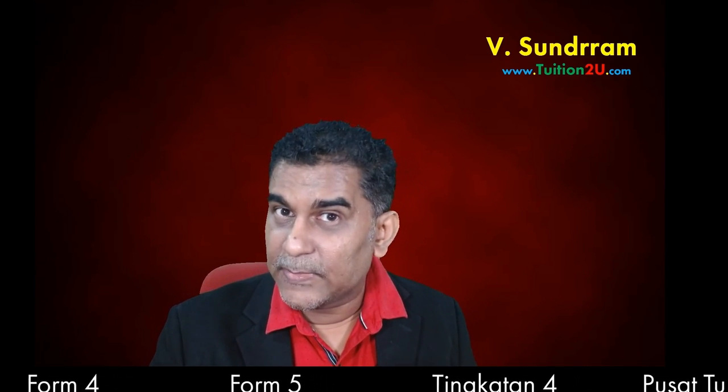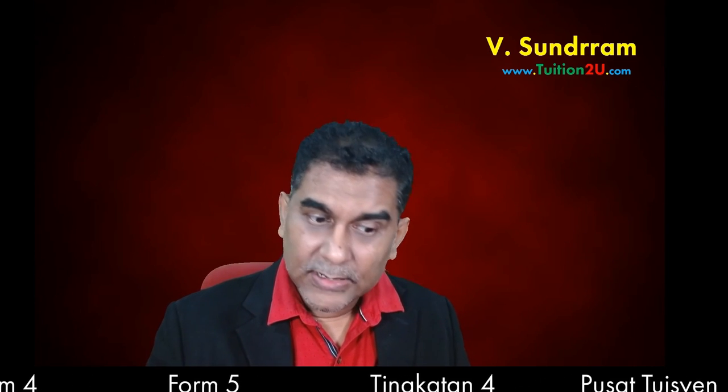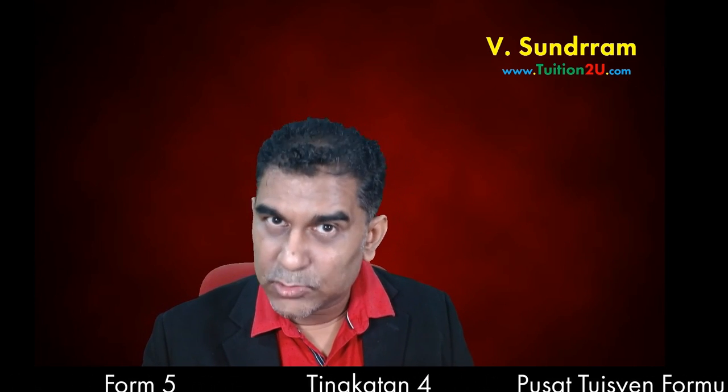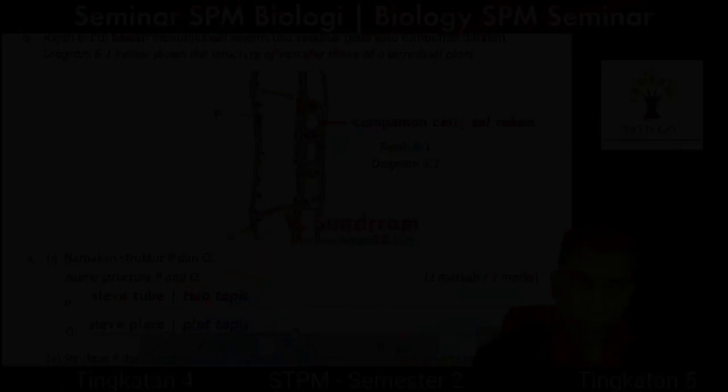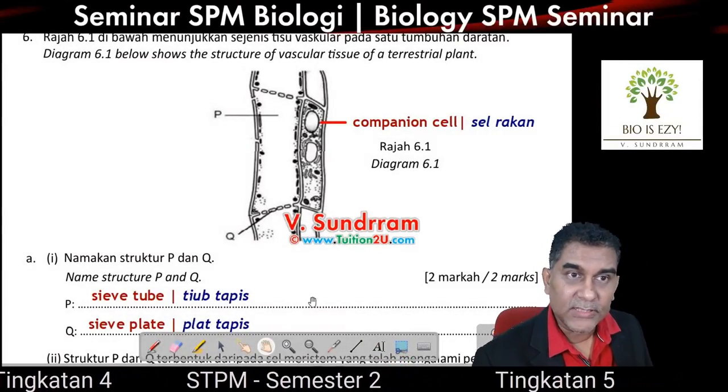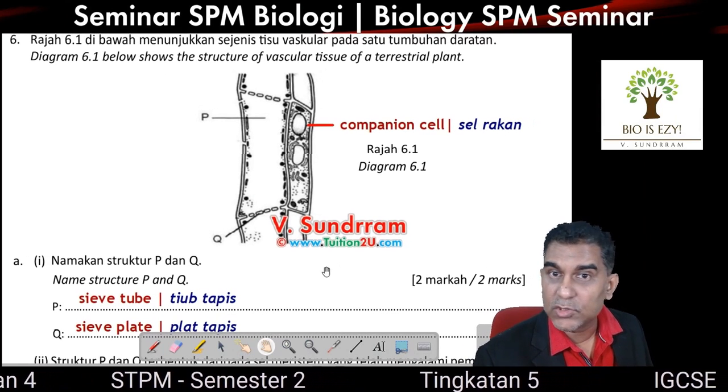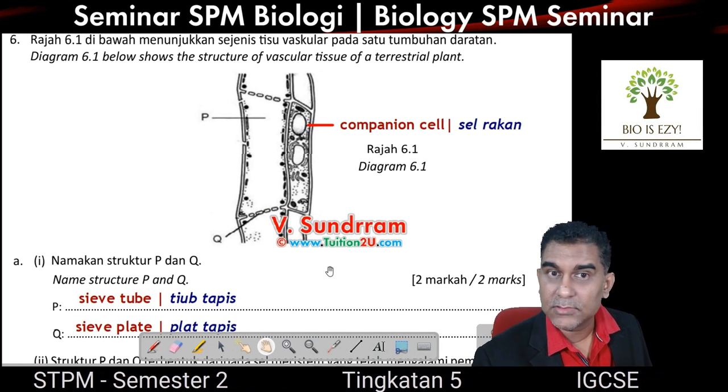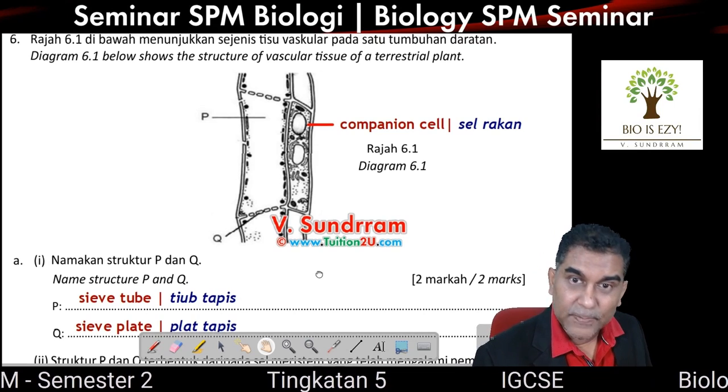So dalam soalan yang kita nak buat sekarang, kita fokus kepada translokasi, di mana proses ini berlaku, tisu yang terlibat dan juga apakah penyesuaian tisu tersebut. So let's go into the question. So soalan ini soalan nombor 6. Rajah 6.1 di bawah menunjukkan tisu vascular pada tumbuhan daratan. So it's a vascular tissue of a terrestrial plant.